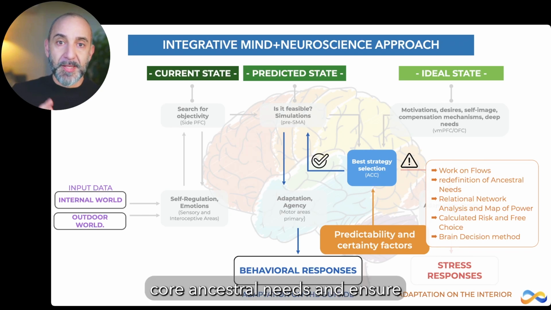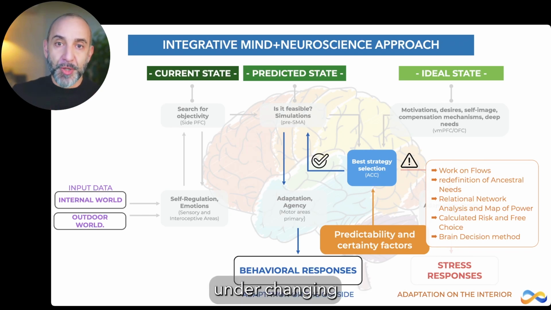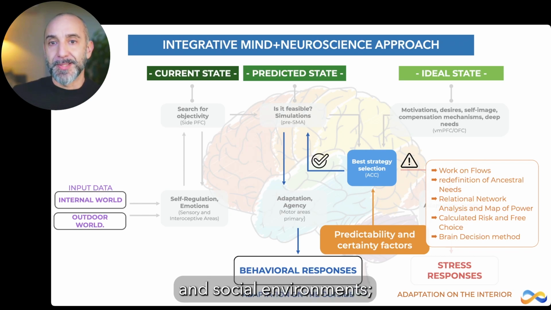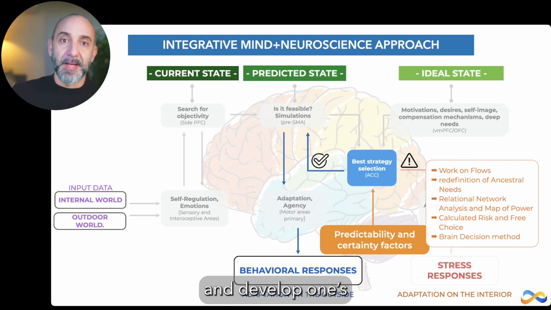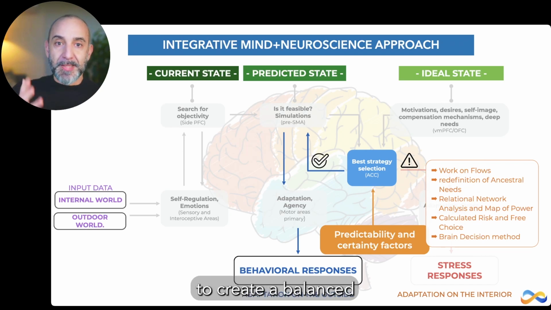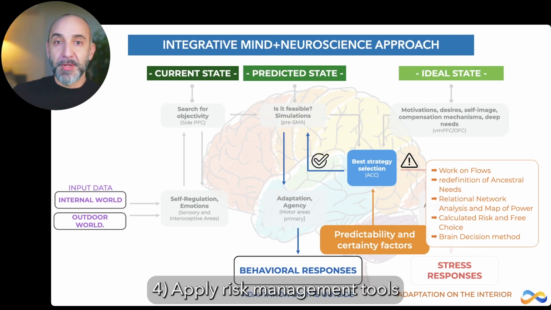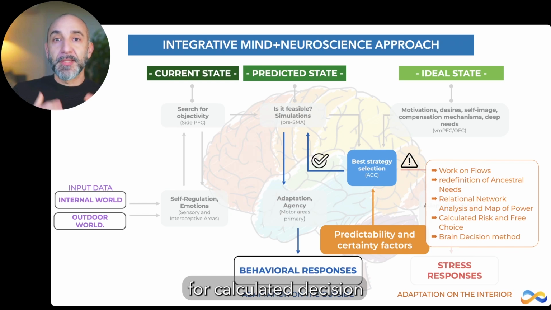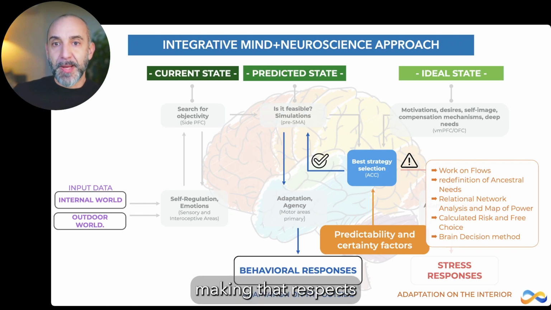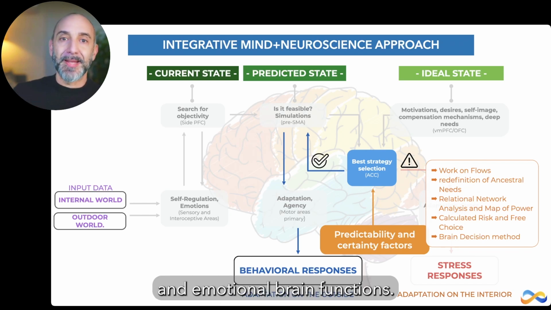Address core ancestral needs and ensure their fulfillment under changing external conditions and social environments. Analyze and develop one's relational network to create a balanced and ethical power map. Apply risk management tools for calculated decision making that respects both cognitive and emotional brain functions.